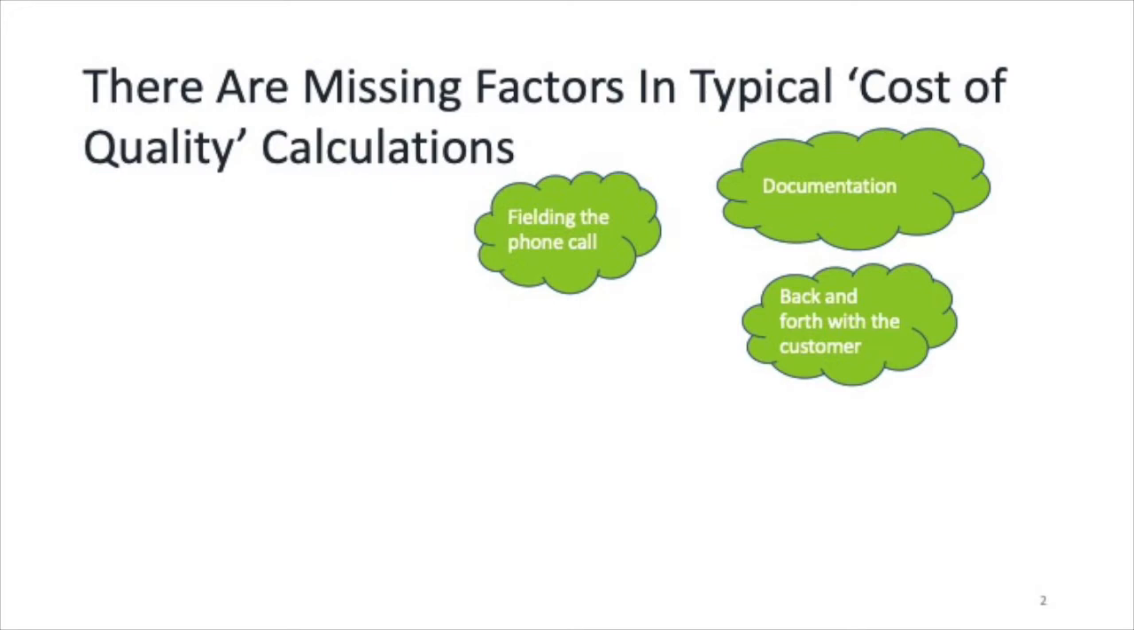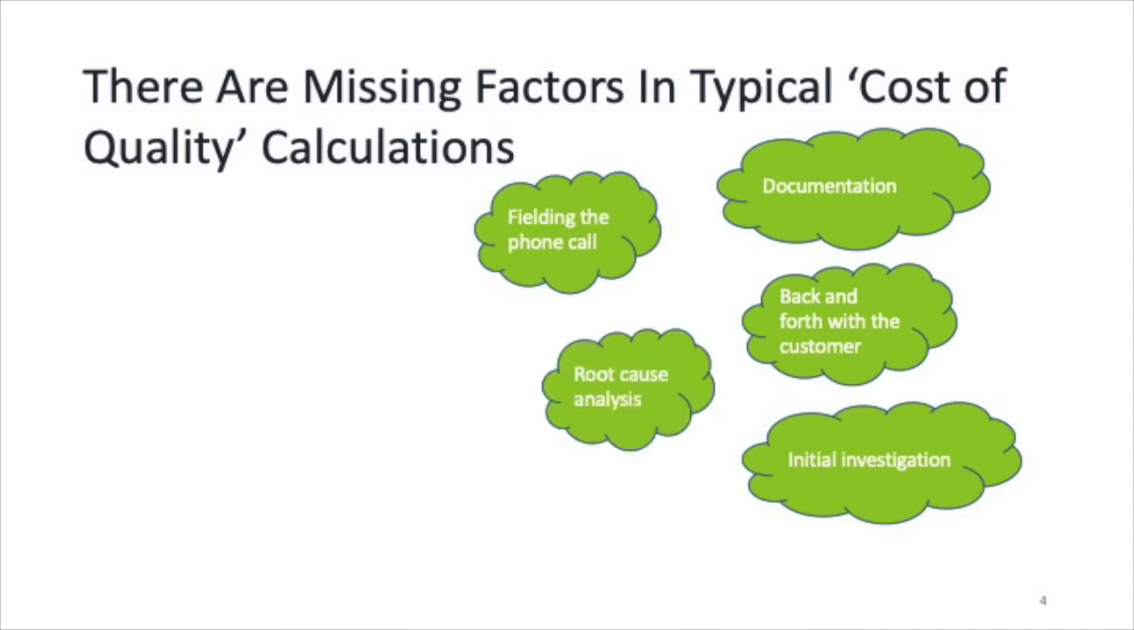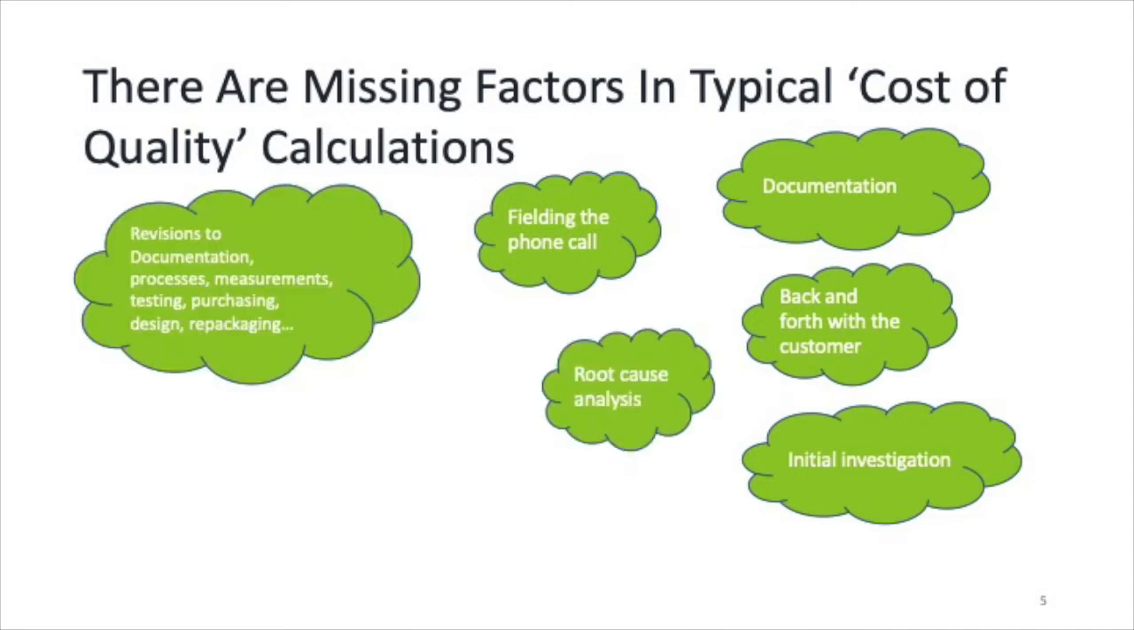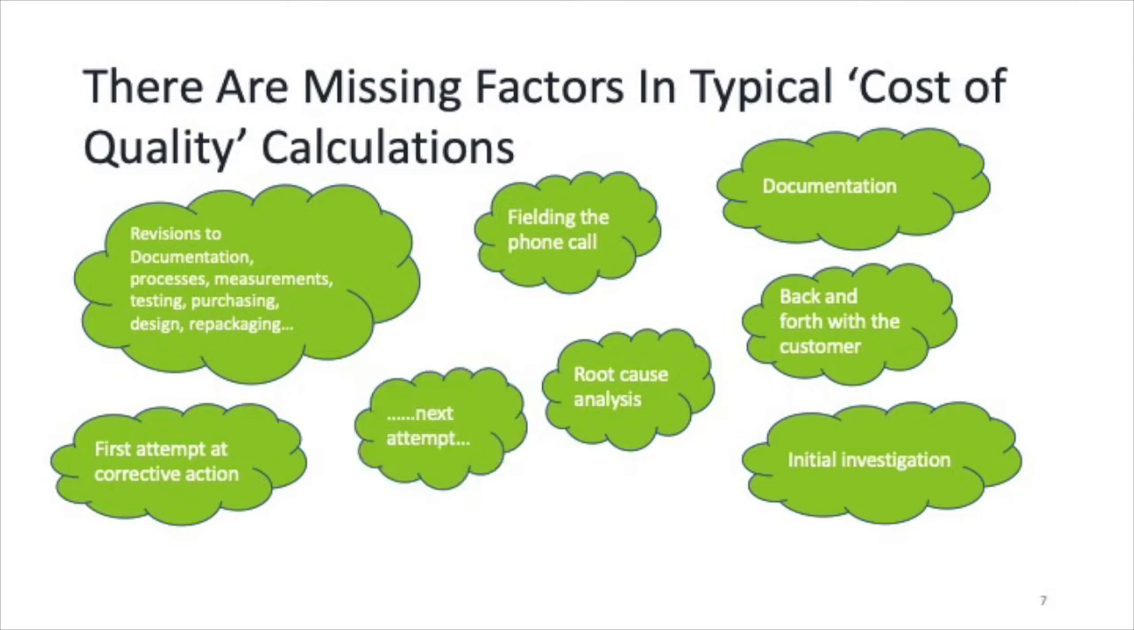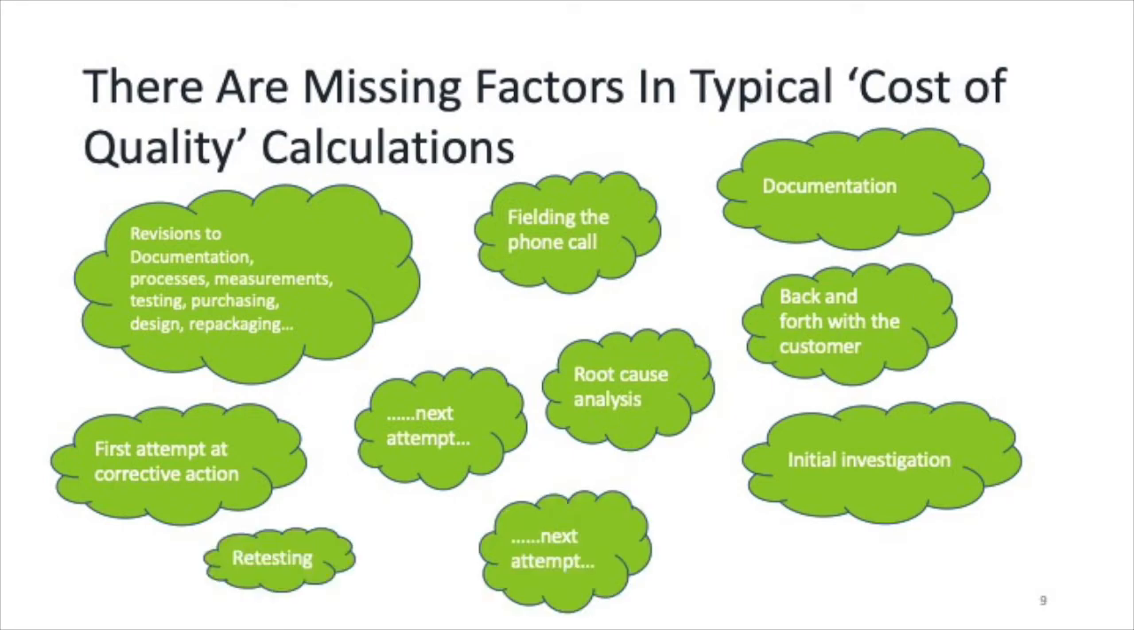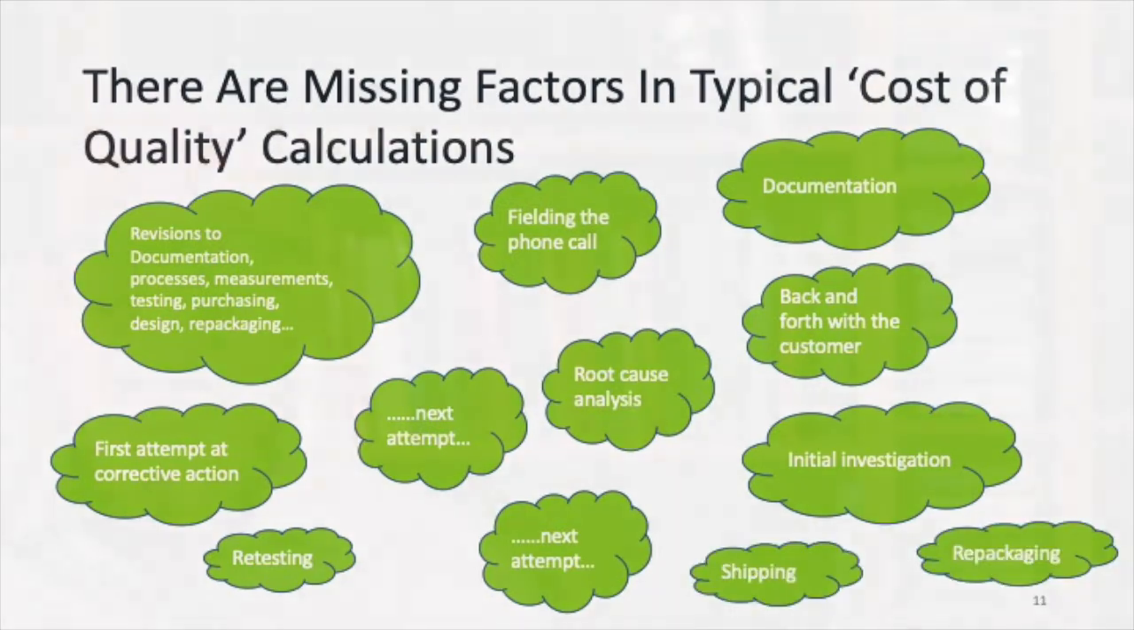There's back and forth with the customer, there's initial investigation, there's root cause analysis, documentation changes, process changes, maybe measurement changes, testing, you might have to repurchase something. There's the first attempt at corrective action, there's the next attempt, and the next attempt, and finally retesting and repackaging possibly, and then we have to reship it and often pay for the shipping back to the customer.